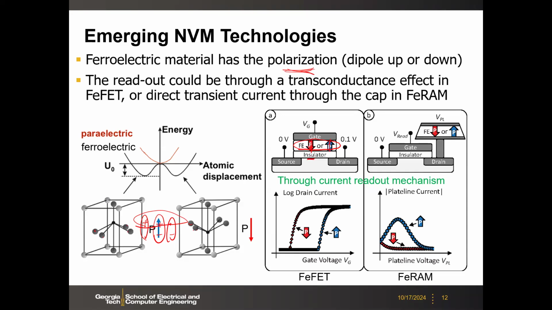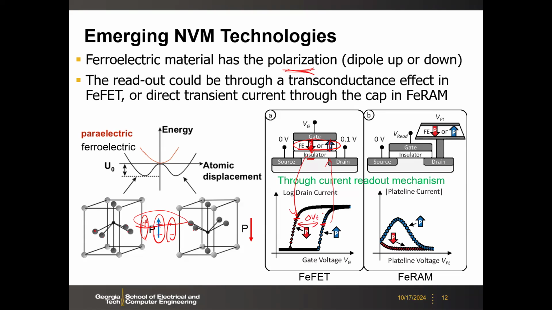Because if you have all the dipoles down, it's like you have positive charge pointing down. That will turn on the channel easily, right? That means what? Threshold voltage will be lower in this state. But if all the dipoles are up, it's like you have negative charge there. It's more difficult to turn on the channel for N-FETs, then the threshold voltage will be higher. So the operation will be similar to the flash, right? It's like the ID-VG shift, your threshold voltage shift, delta VT.